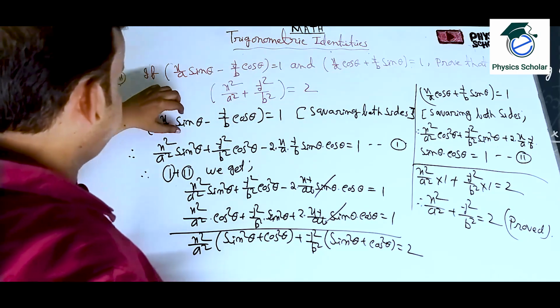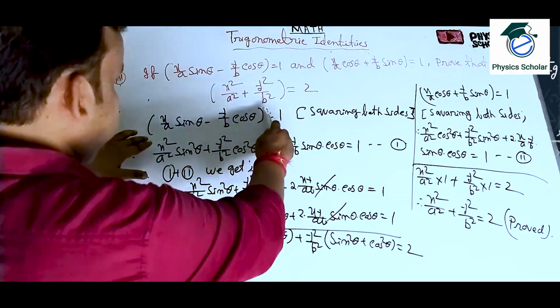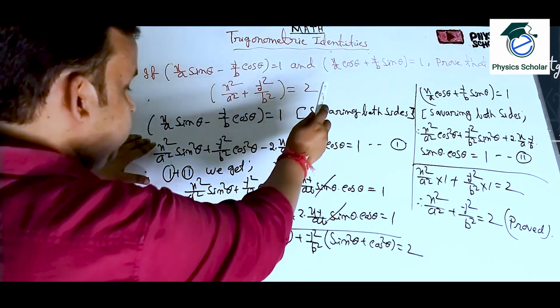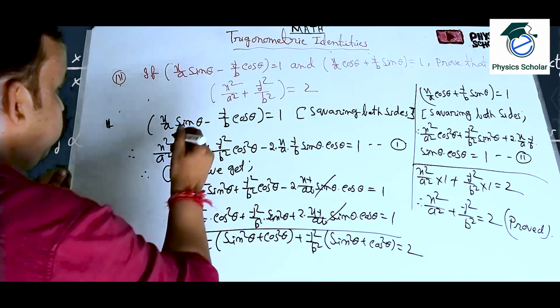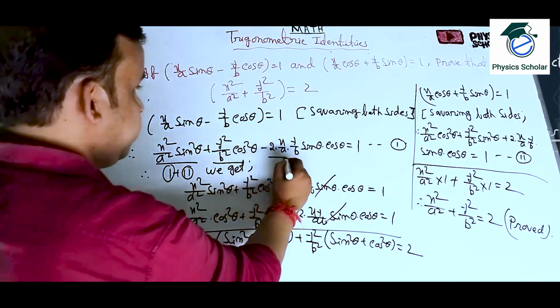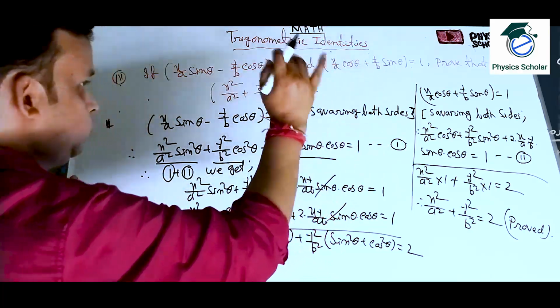Clear? So x by a sin theta minus y by b cos theta is equal to 1, so squaring both the sides. Okay, that means it is whole square and is equal to 1 square. So it whole square formula, a minus b whole square formula is what? a square plus b square minus 2ab. Clear? Is equal to 1 square, means 1. It is number 1 equation.